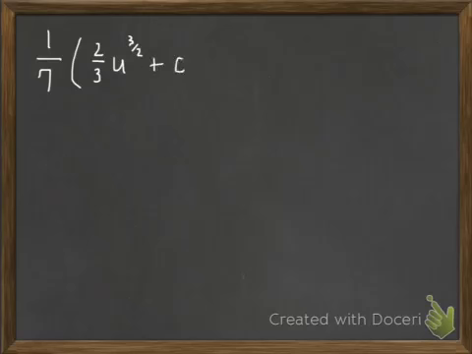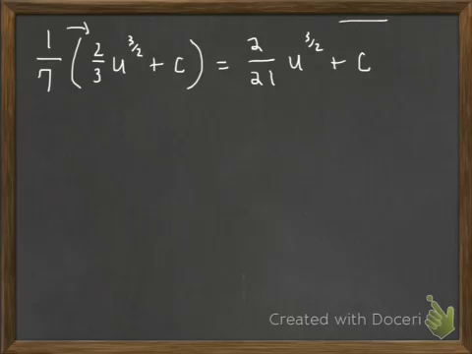Plus a constant. And we can also distribute the 1/7. So what we have is 2 over 21 u to the 3/2 power plus a constant, because when we multiply constants we still get a constant. So this is our indefinite integral.